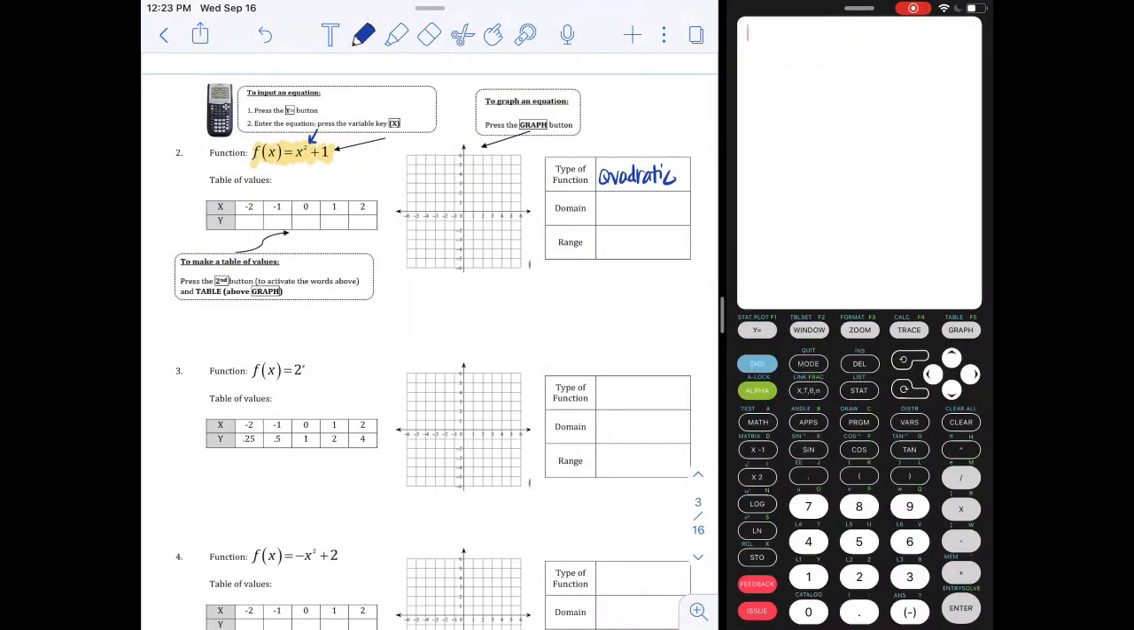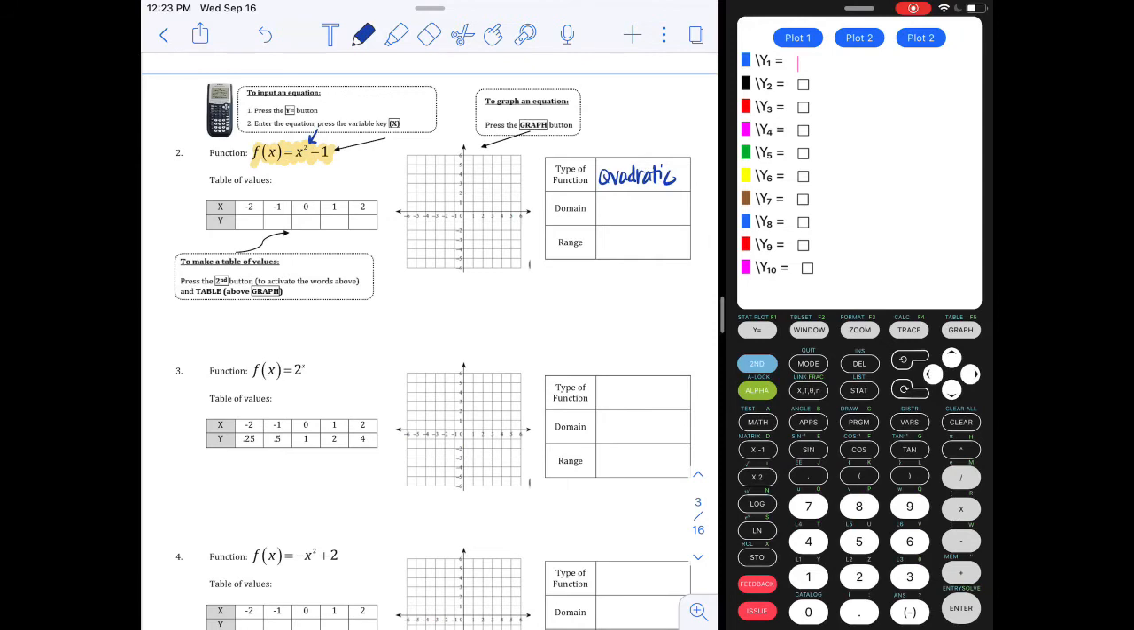Okay, so on your home screen, it should look like this. So what we need to do is you need to hit the y equals button, which is above the second key on the upper left corner, and it's going to take you to a y equals screen. Again, remember f of x is the same thing as y. It just communicates that we're actually talking about a function.